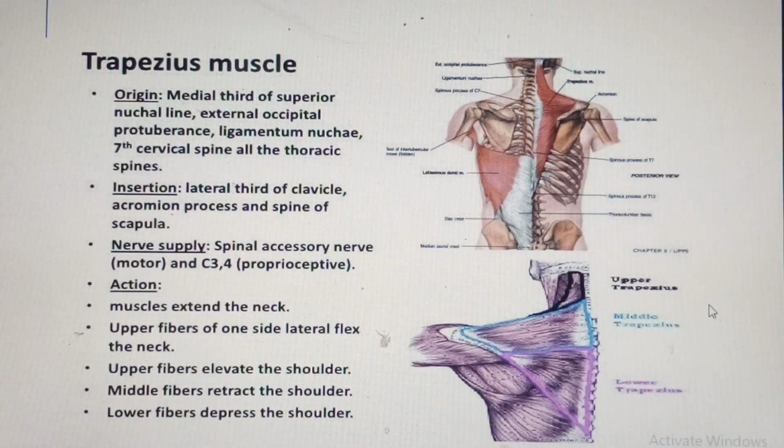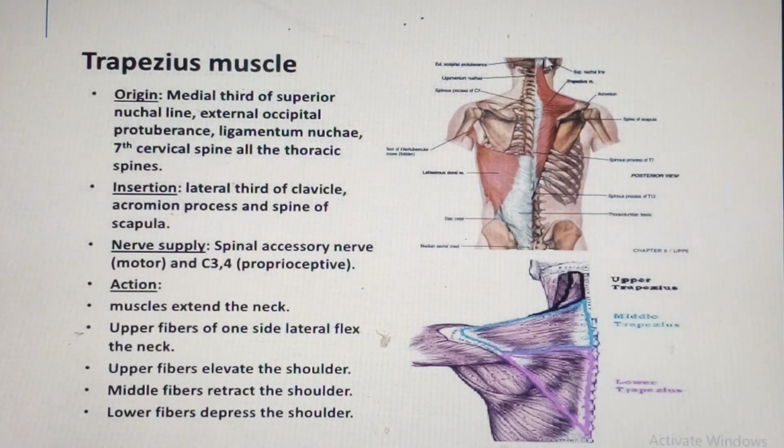Yes, this muscle receives its nerve supply from what we call the spinal accessory nerve, cranial nerve 11. It also gets some proprioceptive innervation from C3 and C4 spinal nerve levels. This muscle originates from what we call the inion, that's the external occipital protuberance.